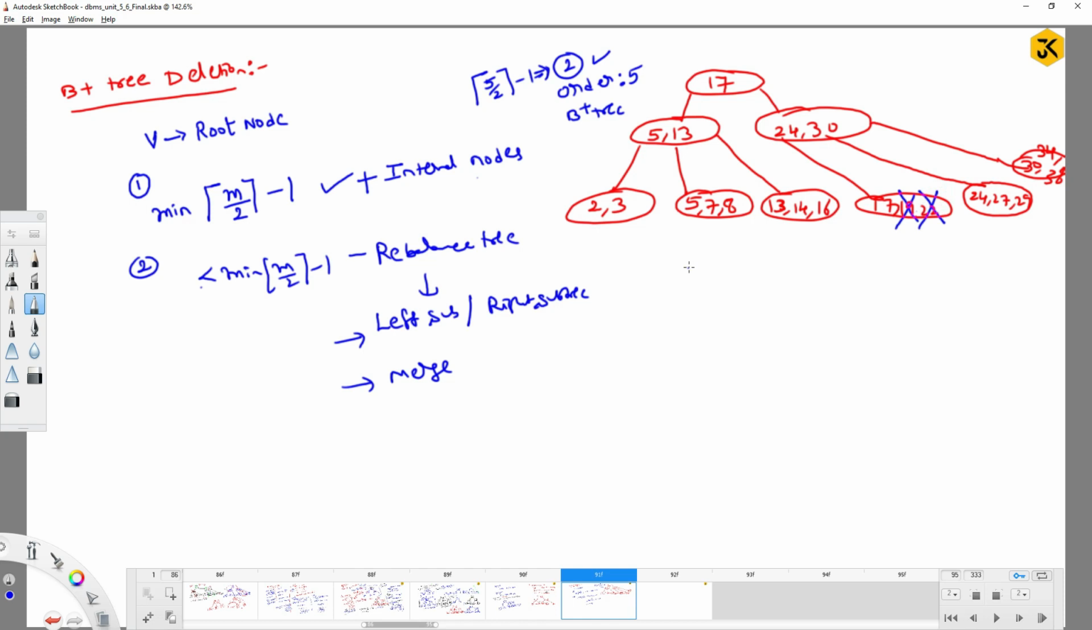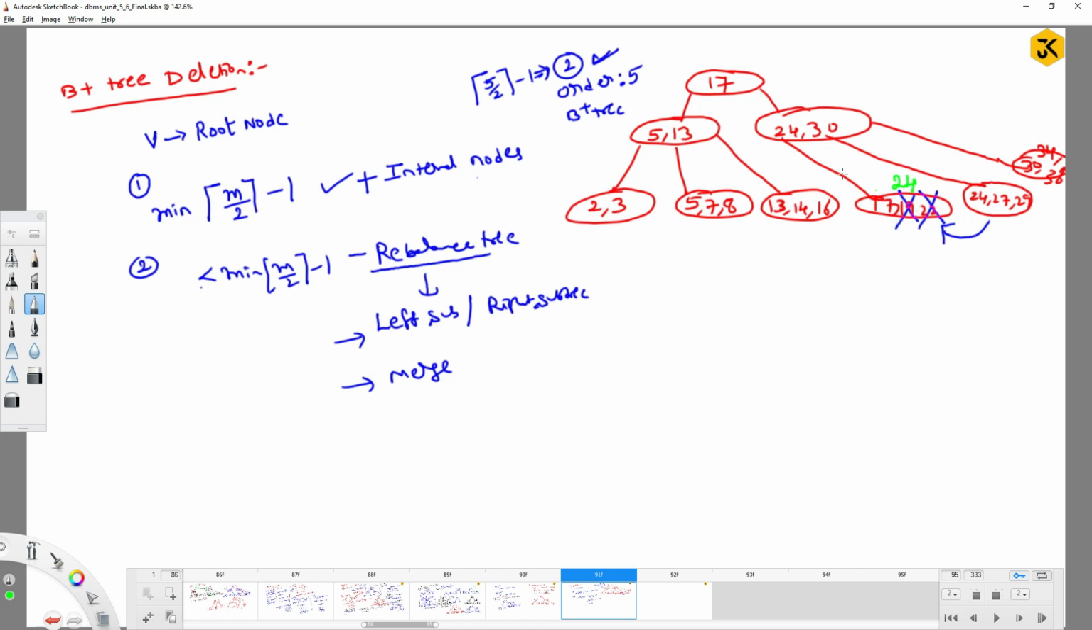If I delete 22, what will happen? It is going to violate the property, the minimum number of keys will fail. When the minimum number of keys fails, you can simply rebalance the tree, by taking the data from the left side or from the right side. Can I take it from the right side? Yes. If I borrow from the right side, what value can I take here? 24. But can I take it directly? No. You have to take it through the root node. So 24 will come here.